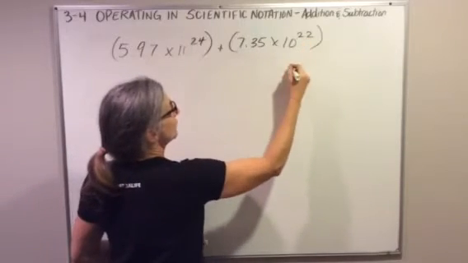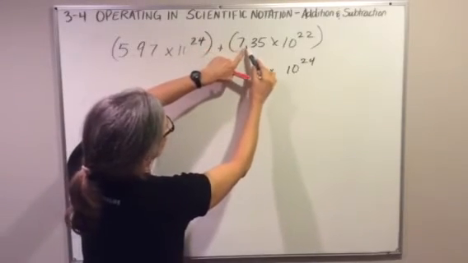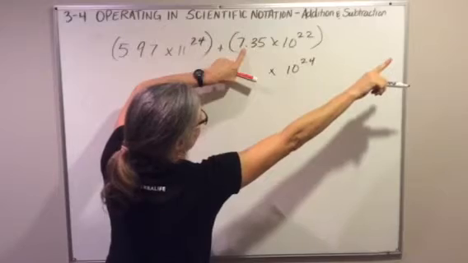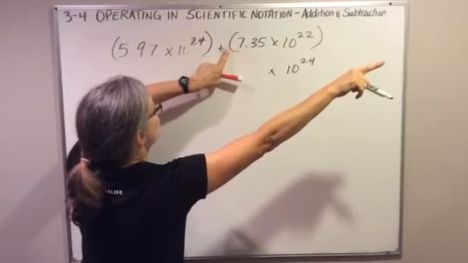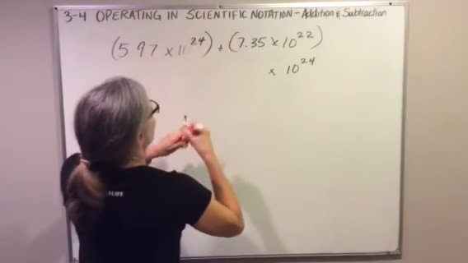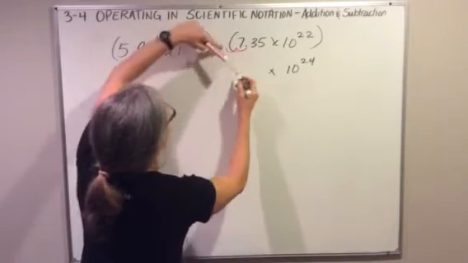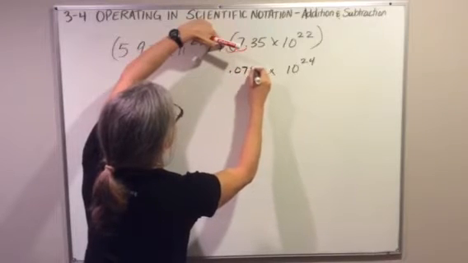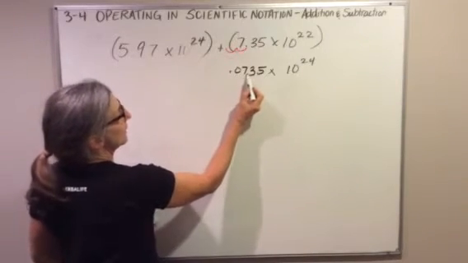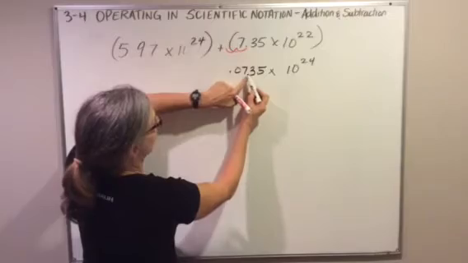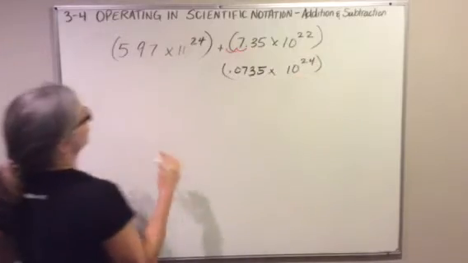So we need to have that to be 10 to the 24th. Right now this decimal point gets moved 22 places that way. Well, we want it to be multiplied 24 places that way, so we've got to bring it back 2 places this way. So if I shove it back 1, 2, then that's going to be 0.0735 times 10 to the 24th. If I move it 2 this way, then I'm at 7.35, and if I take 2 off, then I've got 22. So that would be the number that I now want to add.